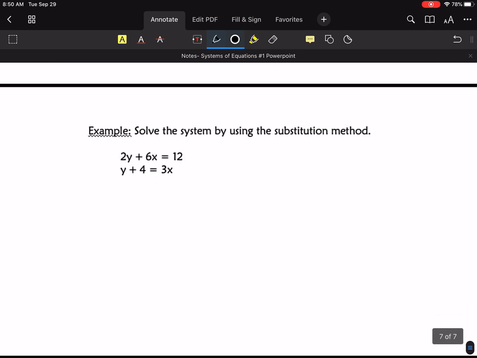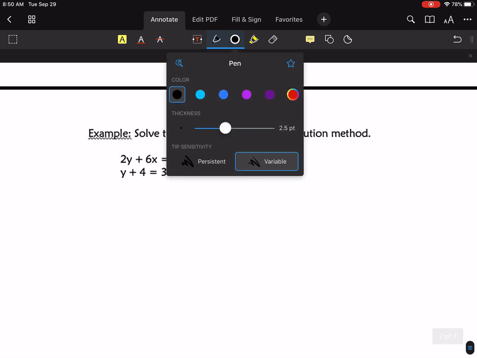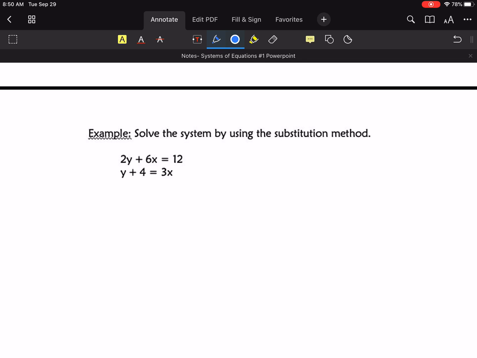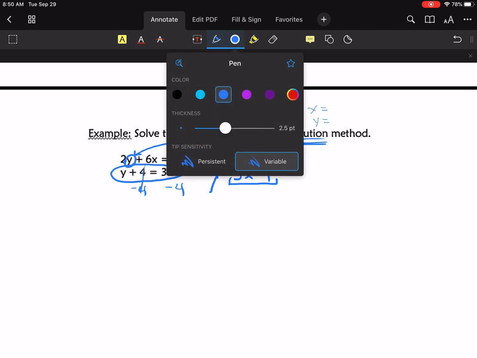So let's look at one example where we have to do kind of all this without breaking it down like that problem was. So it says to solve by substitution. So meaning I need to get x equals or y equals. In this problem, it looks like this bottom equation will be the easiest to make y equals. So to do that, I would subtract the 4, and I get y equals 3x minus 4. Now that I have what y equals, I want to go to the top equation and find my y. It's right here.